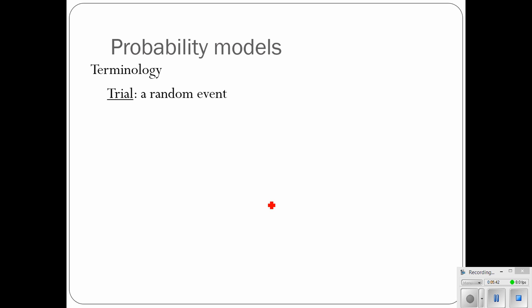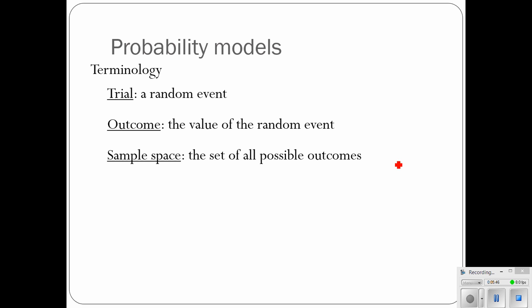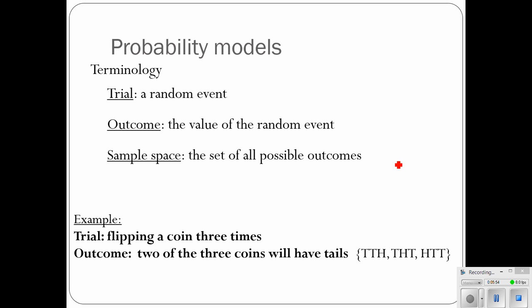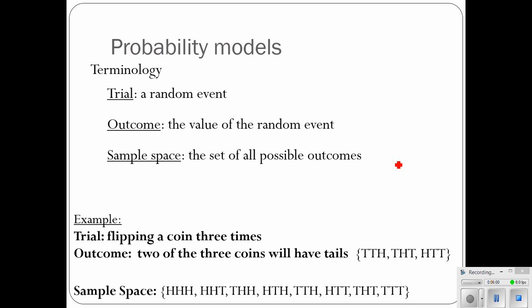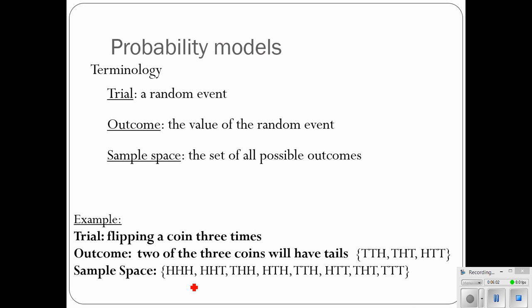Trial, it's a random event, flipping a coin, rolling a die. The outcome is the value of that random event, and then sample space would be the set of all possible outcomes. So let's say we wanted to flip a coin 3 times. There's your random event. Your outcome, let's say we want 2 tails. So there's actually 3 ways to get 2 tails out of the entire sample space, which is all possible outcomes.